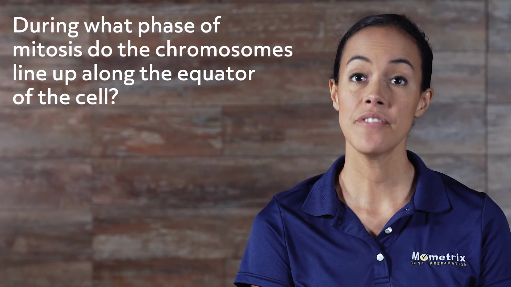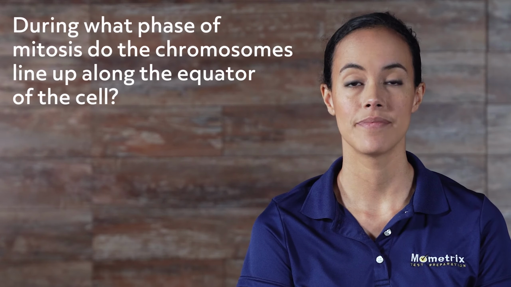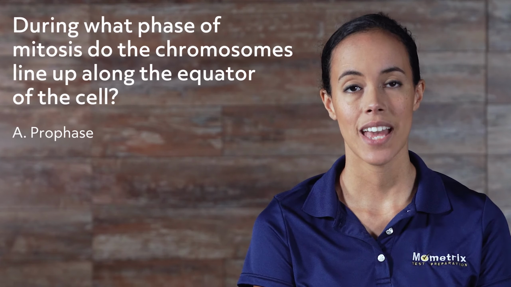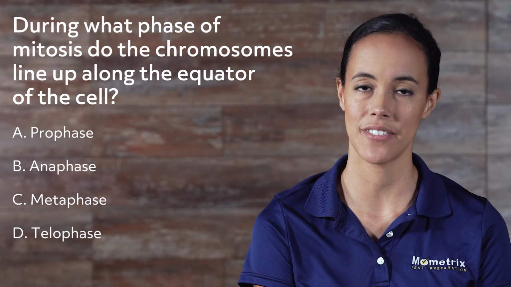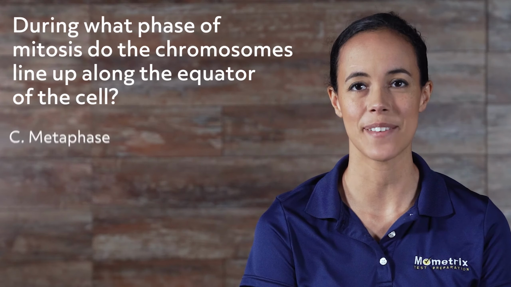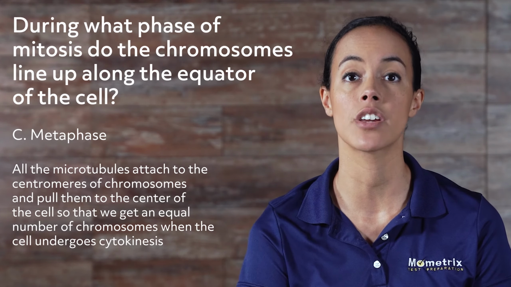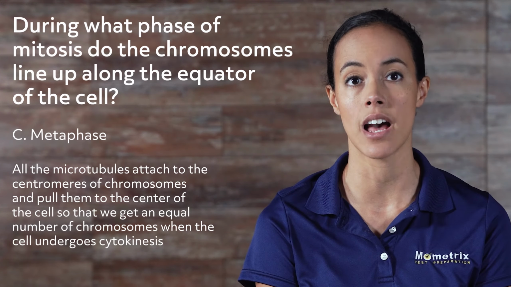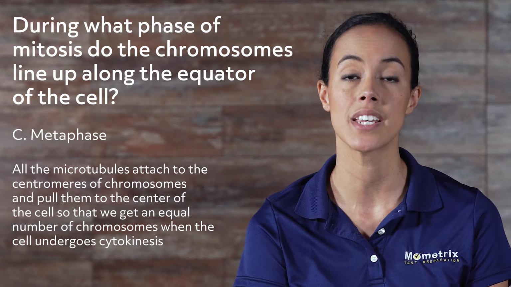Before we go, let's look at a review question. During what phase of mitosis do the chromosomes line up along the equator of the cell? A. Prophase, B. Anaphase, C. Metaphase, or D. Telophase? The answer is C. Metaphase. All the microtubules attach to the centromeres of the chromosomes and pull them to the center of the cell so that we get an equal number of chromosomes when the cell undergoes cytokinesis.